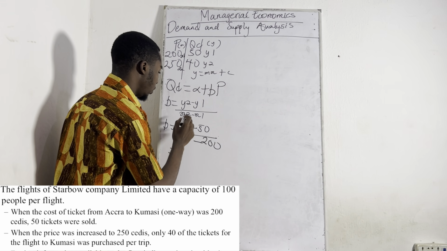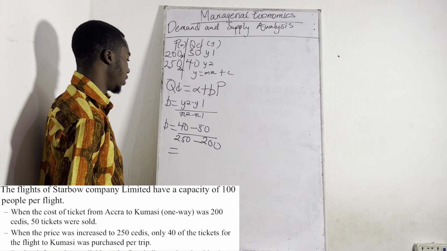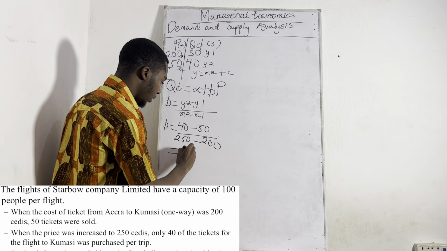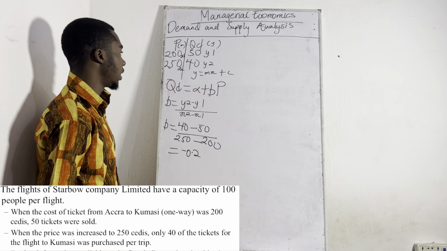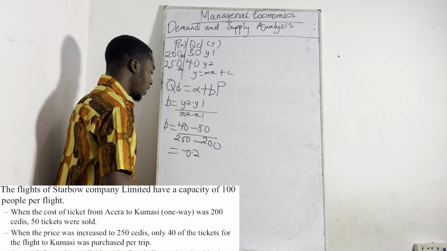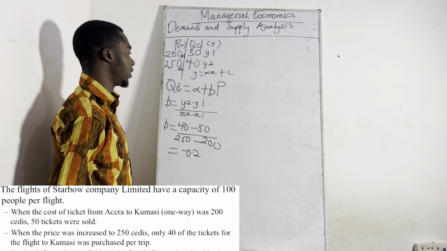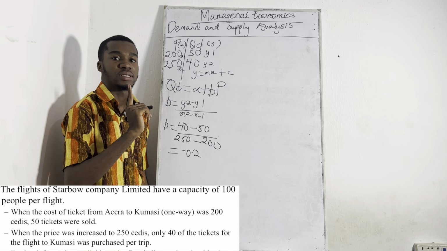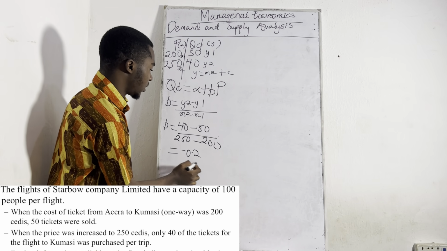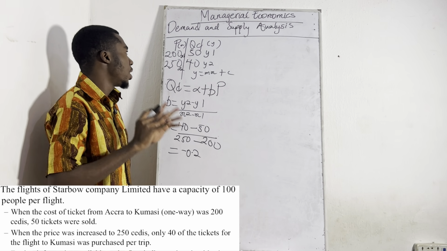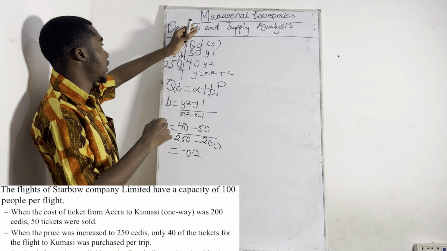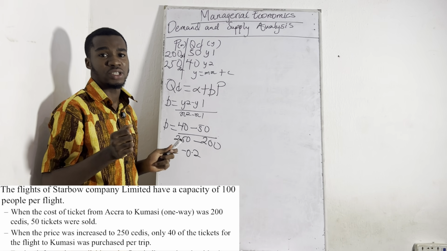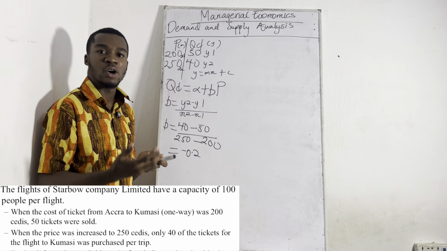So we can punch this on the calculator: 40 minus 50 over 250 minus 200. We should be getting negative 0.2. Negative 0.2. So now that we've got a negative 0.2, what does that mean? In case they ask you, it means that when price increases by 1 unit, the quantity demanded reduces by 0.2. We already know that when the price increases, quantity demanded will reduce, but you don't know the rates. And I told you that the beta is the same as the rate of change. So now it's telling you the rate at which it changes.